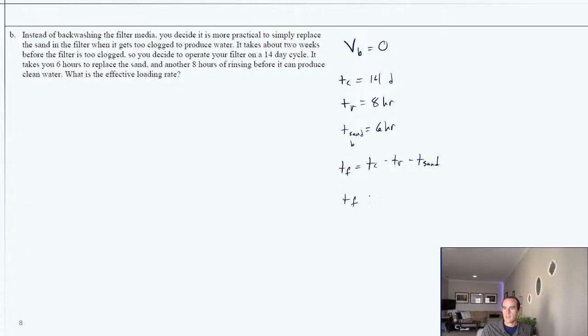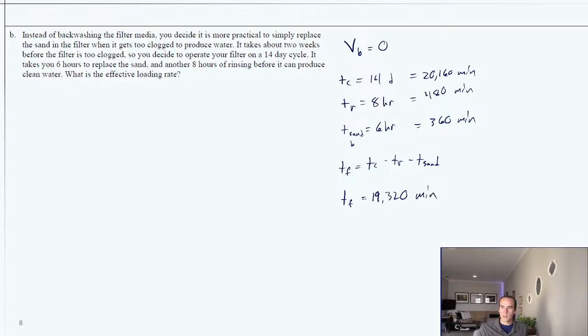So if we put the 14 days into minutes, this should be 20,160 minutes. Time for the rinsing to 8 hours should be 480 minutes. And the 6 hours becomes 360 minutes. That would give us a filtration time, TF, equal to 19,320 minutes.